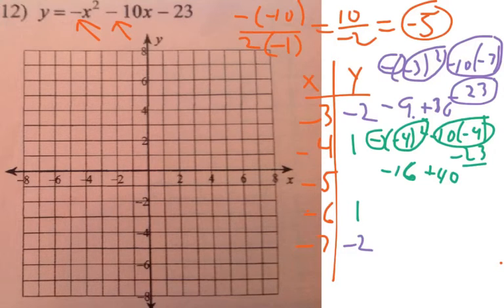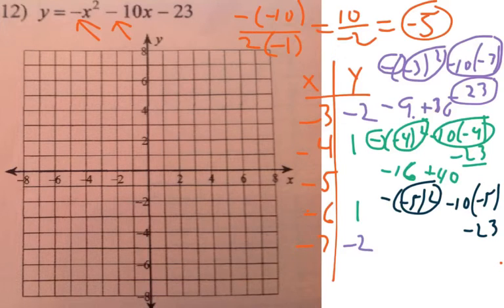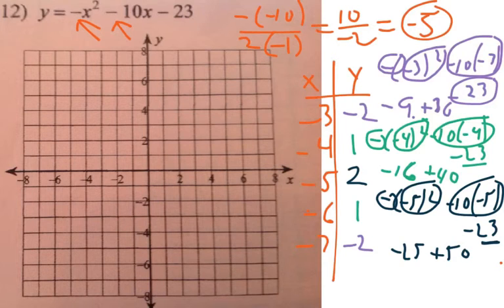All we have left is a vertex. Let's plug in our negative 5. So negative of negative 5 squared minus 10 times negative 5 minus 23. So negative 5 squared, guys, power first, 25. The negative makes it negative 25. We have right here negative 10 times negative 5, positive 50. 50 minus 25 is 25. Put in the negative 23. 25 minus 23 is 2. So now it's just a matter of graphing.